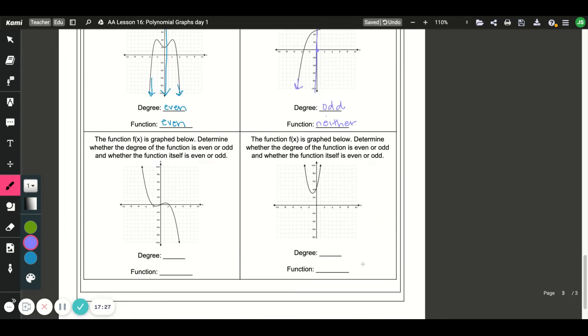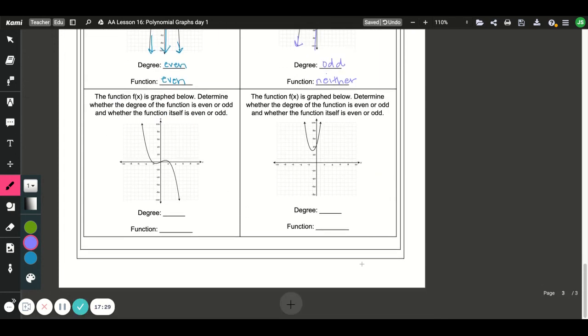You should see if you can pause it and try these other two. Okay, did you try them? Let's check and see how you did.